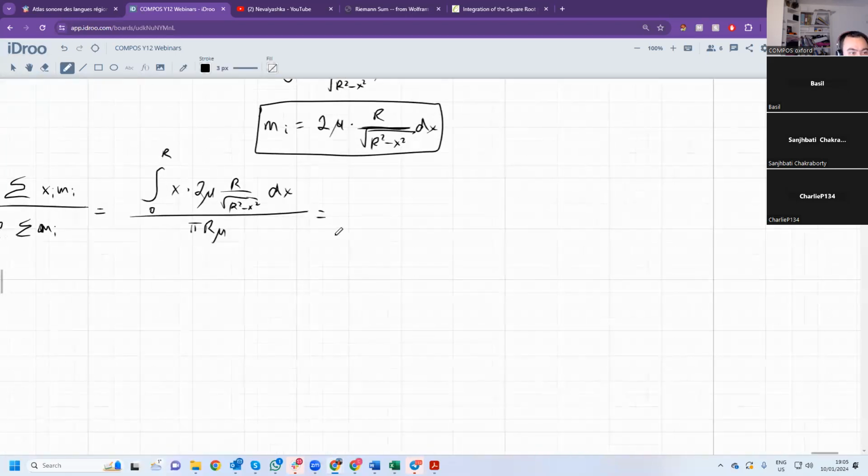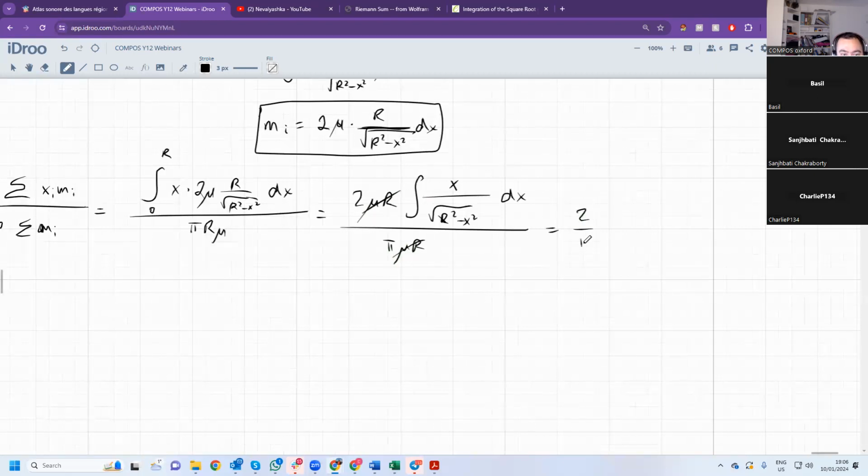Okay, so what is this? 2 mu r, we take it out, and we're left with the integral of x divided by the square root of r squared minus x squared, dx, divided by pi mu r. So mu r cancels, leaving 2 divided by pi, times the integral of x over the square root of r squared minus x squared, dx.